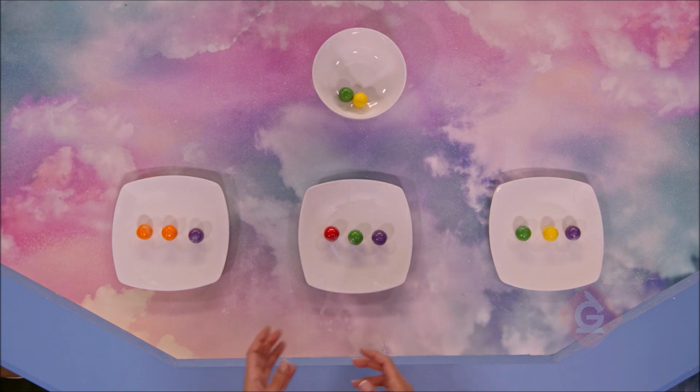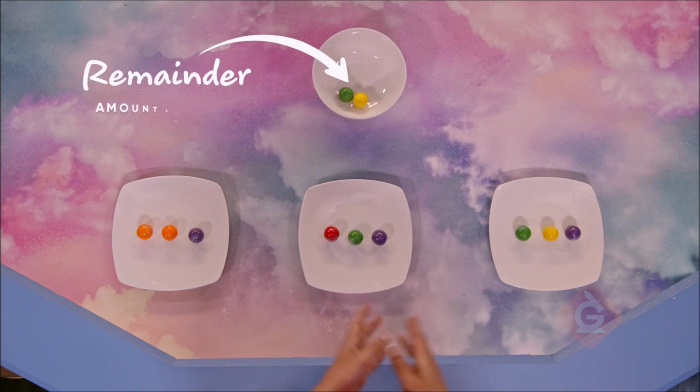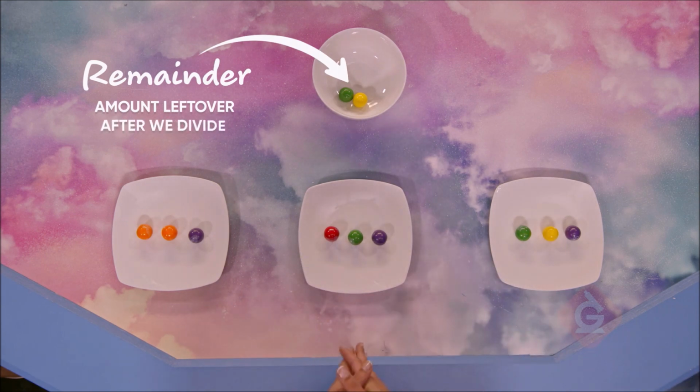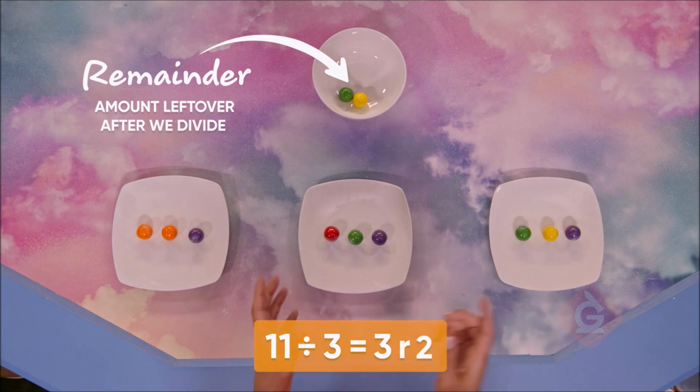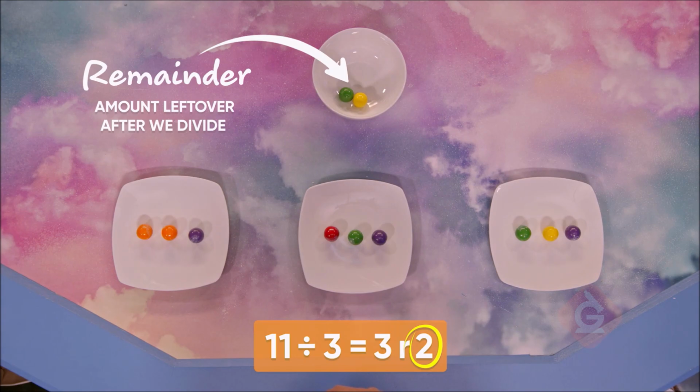Very good. That amount is called a remainder. A remainder is the amount left over after we divide something into equal groups. So what's the answer to 11 divided by 3? 11 divided by 3 is equal to 3, with a remainder of 2. We put a little R for remainder next to the answer, and the number of remaining items next to it. Oh, so it's part of our answer. Exactly.